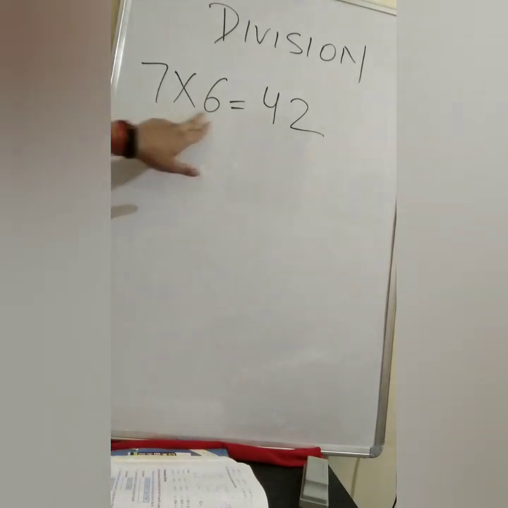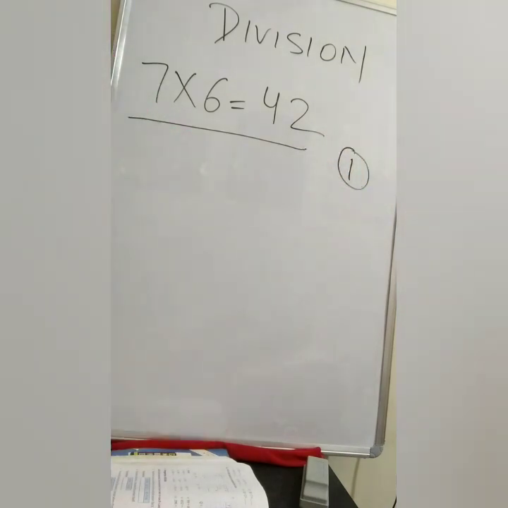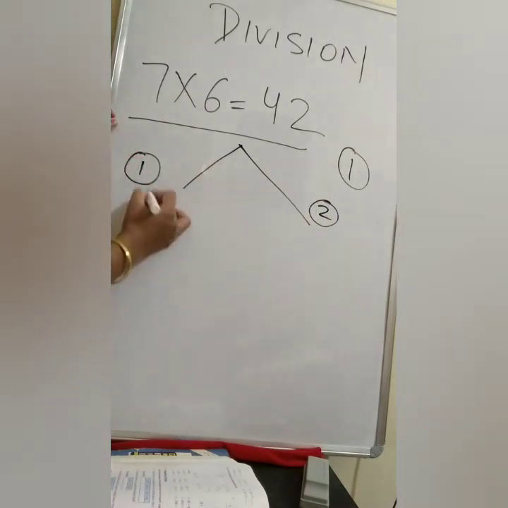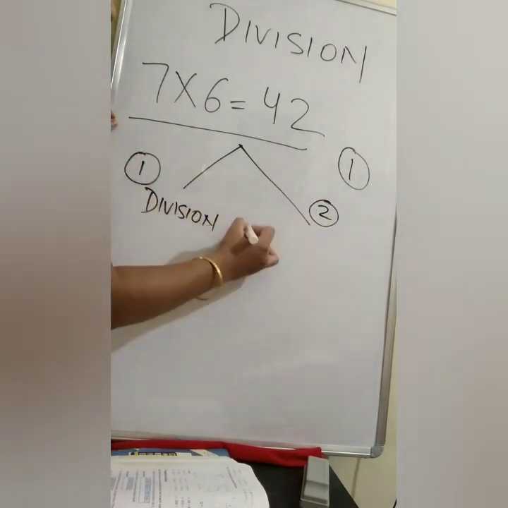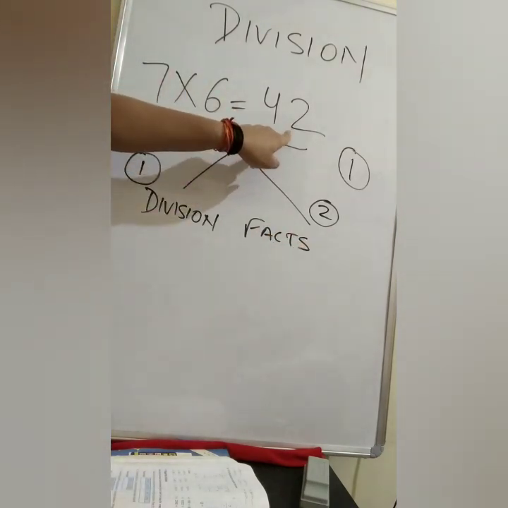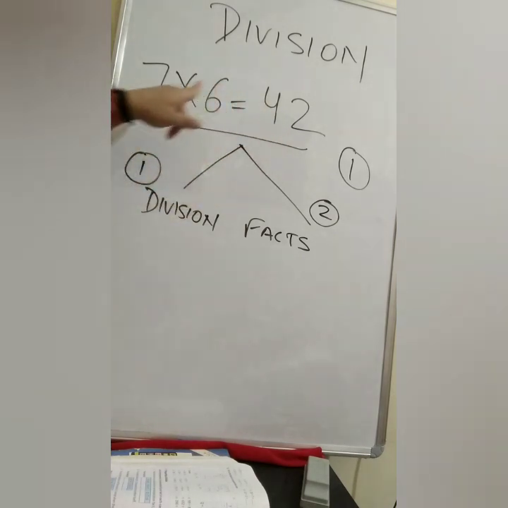When you see this, it is a multiplication fact. In this multiplication fact, how many multiplication facts are there? One. Out of this one multiplication fact, we can give two division facts. What are those division facts? Look here, this is 42. When you divide 42 by 6, you will get the answer 7. And when you divide 42 by 7, you will get the answer 6.